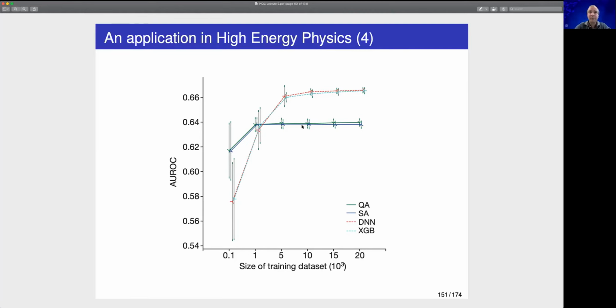You obtain these results here that with a small number of events in the training data set, outperform the result obtained with, for instance, deep neural networks or this other classifier, which is an ensemble of decision trees, okay? Then when you increase the number of events in your data set, these classical algorithms outperform the quantum annealing method.